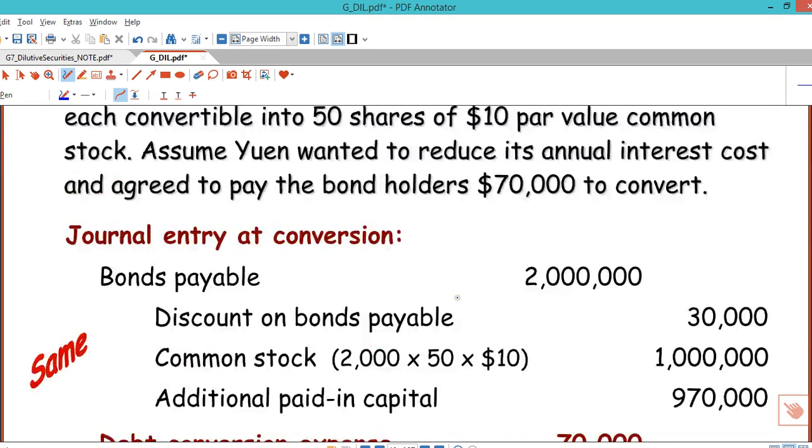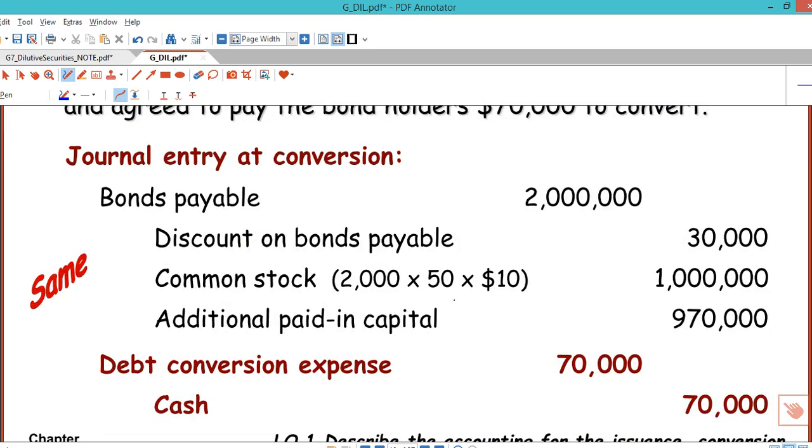So it's the same problem as before. We have a $2 million bond payable, 30,000 unamortized discount. Common stock at par is $10 times 100,000 shares, which is $1 million. All you do is tack on, for every dollar of inducement, this thing called debt conversion expense. Okay, so that's convertible debt at book value.